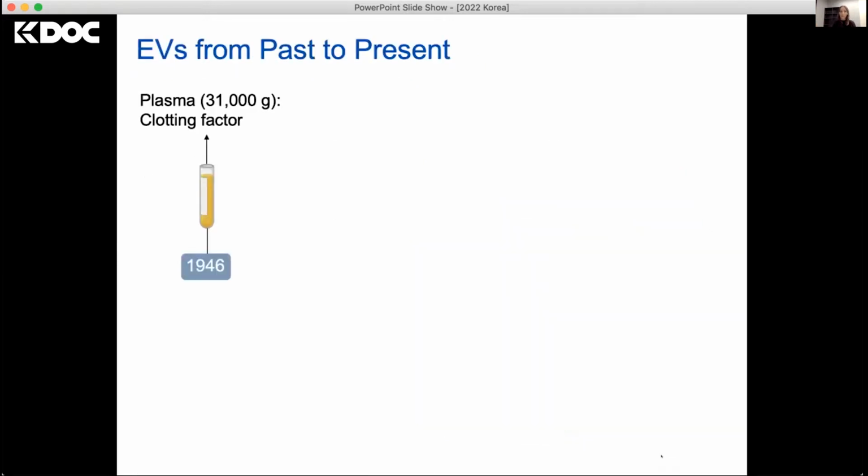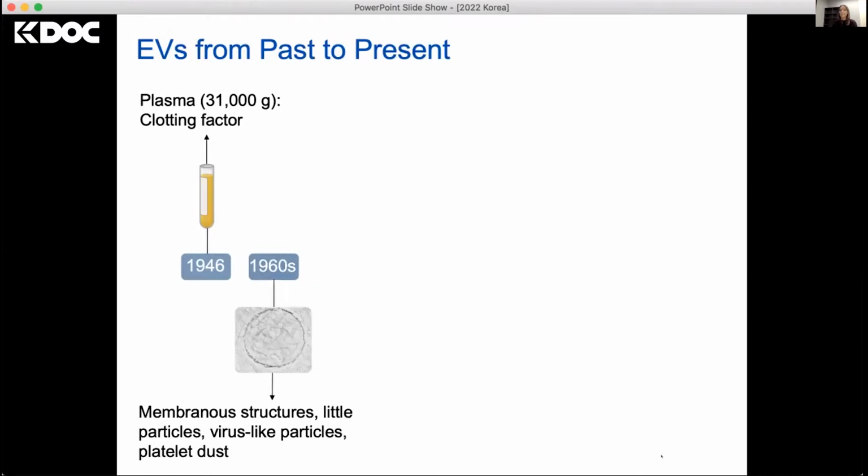And already in 1946, if we look from a historical perspective, there was a paper using high-speed centrifugation showing that there was something in the plasma in that nano size range that had this clotting ability. At that moment, they of course did not know it was extracellular vesicles, but later we know that they were actually looking at extracellular vesicles. Then in the 1960s, they were first given names such as membranous structures, little particles, virus-like particles, and platelet dust. And then in 1971, the word extracellular vesicle was used for the first time in the literature, I think in the title of a manuscript.